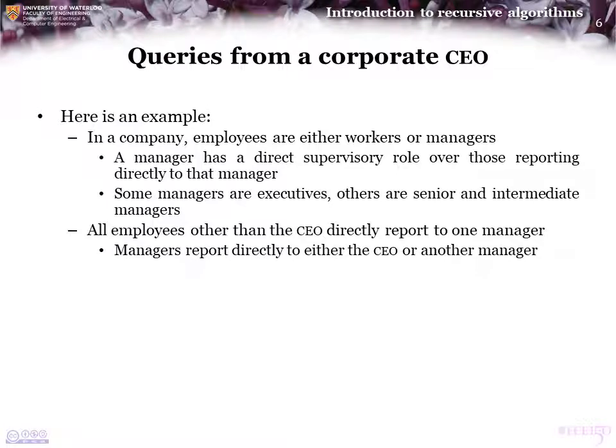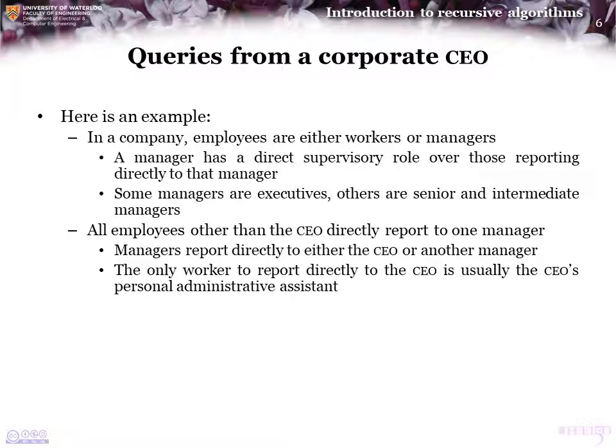Managers report directly either to the CEO or some other manager, be it another executive or a senior manager. But generally, the only worker who reports directly to the CEO is usually the CEO's personal administrative assistant. This creates a hierarchy within the company where a group of workers will report to a manager. That manager may report to either an executive or a senior manager. That senior manager may report to an executive, and the executive may report ultimately to the chief executive officer, the CEO.